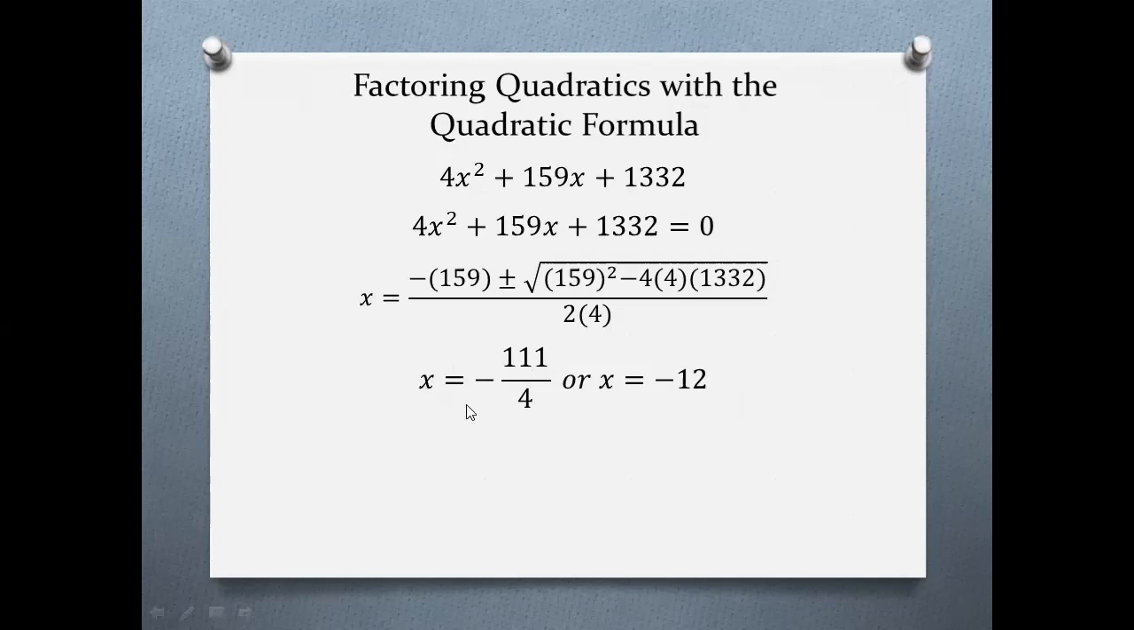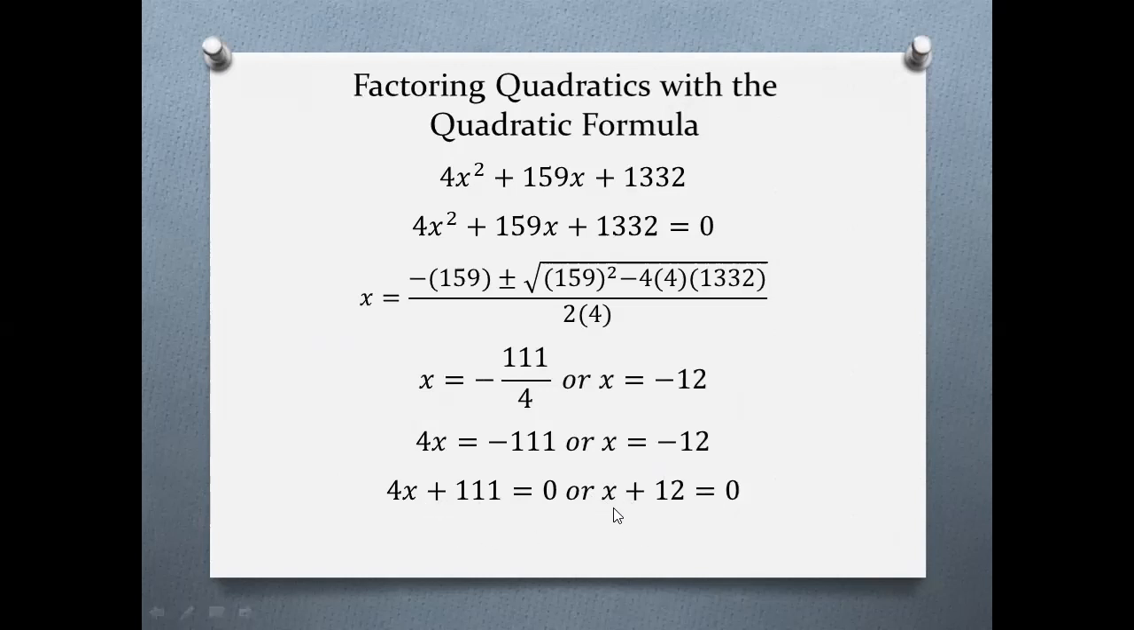Now let's keep in mind that the first solution that is written here is a fraction. And if we want to convert this particular solution to a factor of the original expression, it may be helpful to multiply both sides of the equation by the denominator first. So we get 4x is equal to negative 111. Then we can add 111 to both sides. Also, let's add 12 to both sides of the other equation. So we get 4x plus 111 is equal to 0, or x plus 12 is equal to 0.